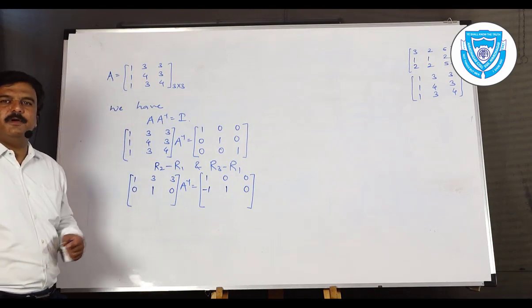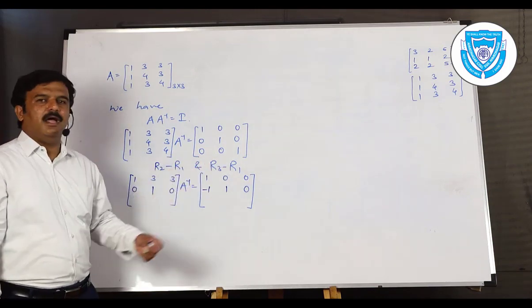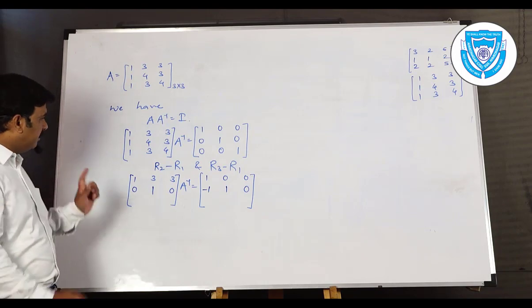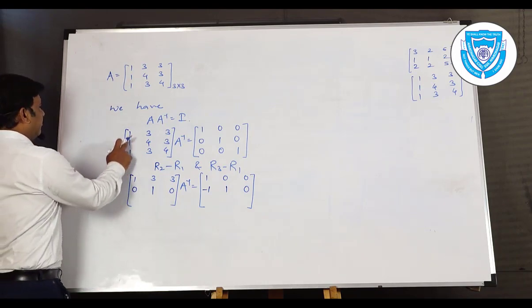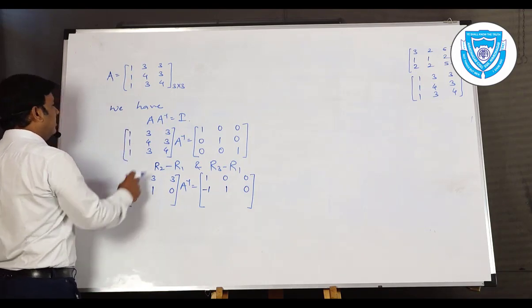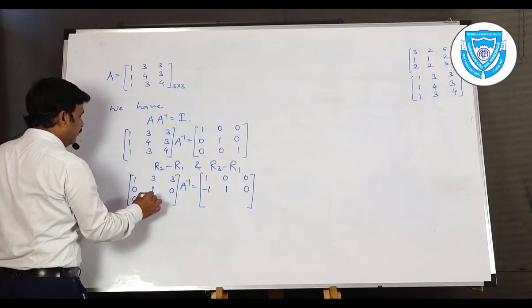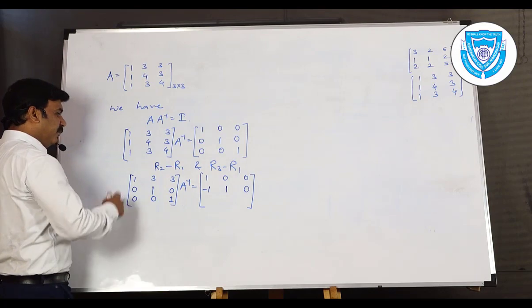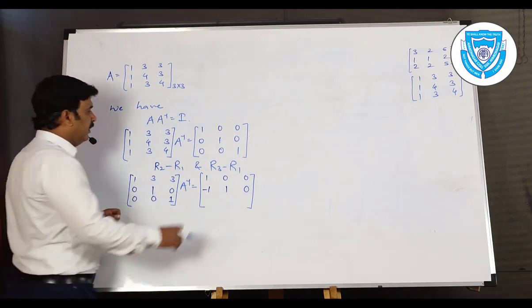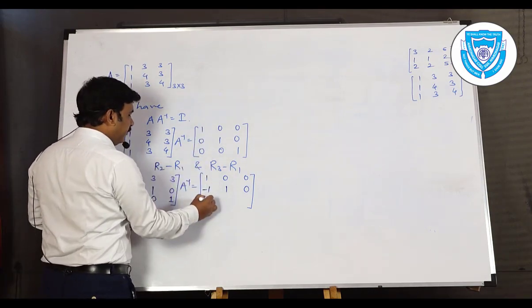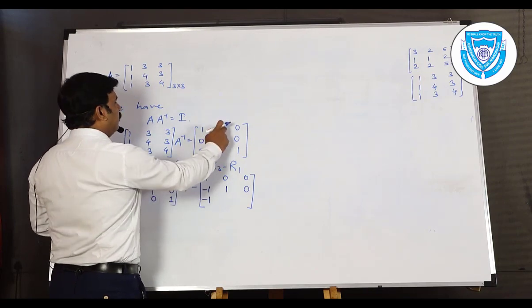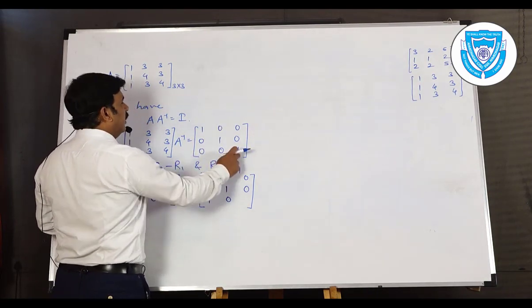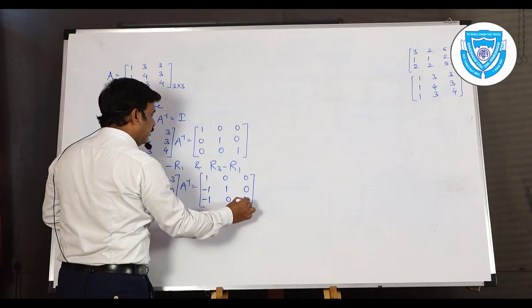Now let us perform the R3 minus R1 operation on the third row at both the sides. So that is 1 minus 1 is 0. 3 minus 3 is 0. And 4 minus 3 is 1. Perform the same at the right hand side. It is 0 minus 1, that is minus 1. 0 minus 0, that is 0. And 1 minus 0 is 1.